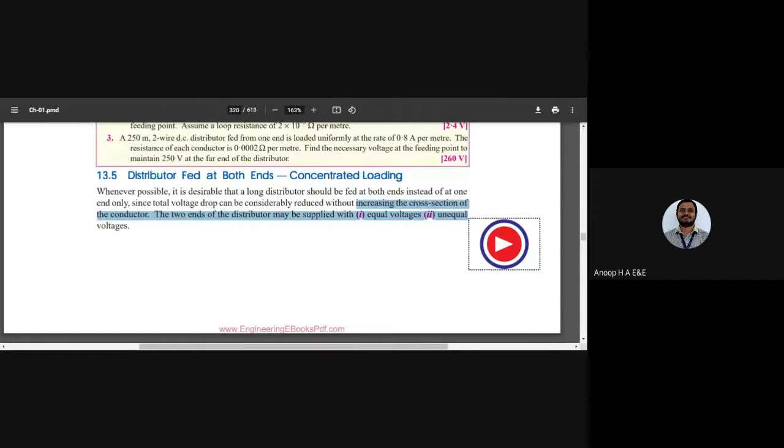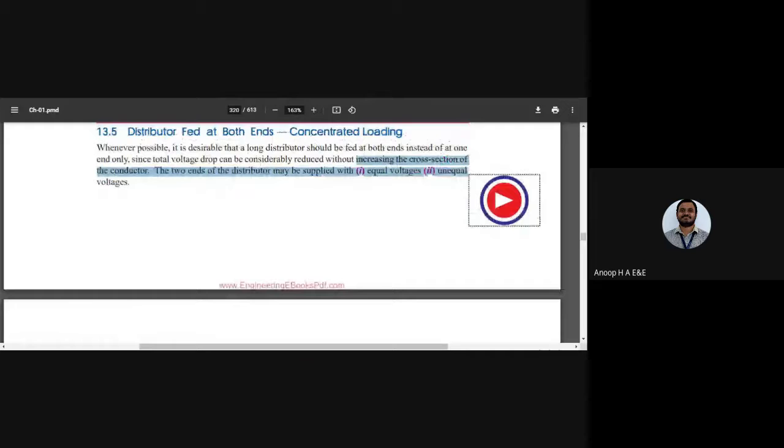Once I have this DC distributor, I need to maintain a constant voltage. I need to reduce the voltage drop considerably without increasing the area of cross section. What happens when you have an increase in the area of cross section? You generally have an increase in the cost, so economic considerations also come into the picture. That is the reason why the voltage is fed at both ends in case of concentrated loading.